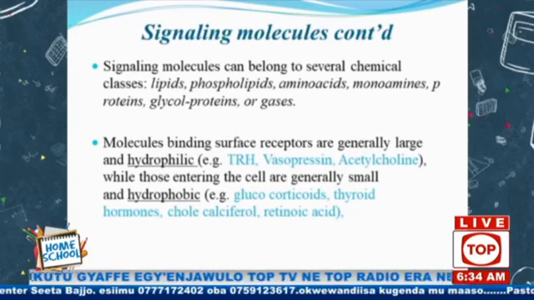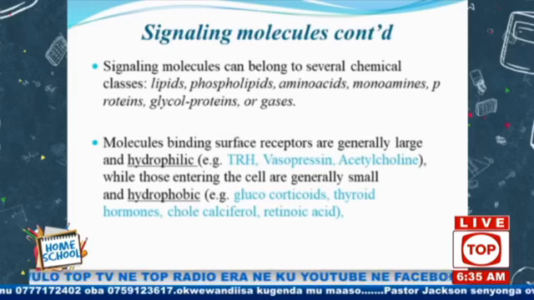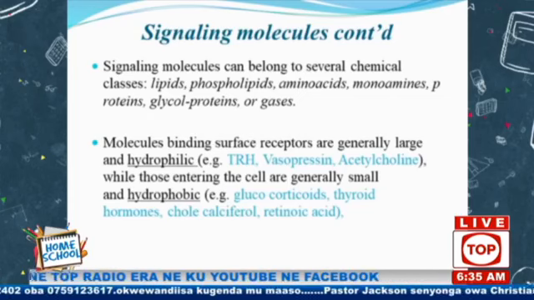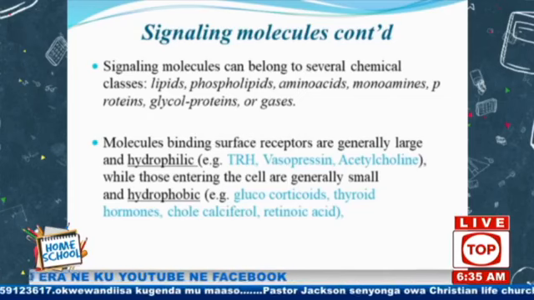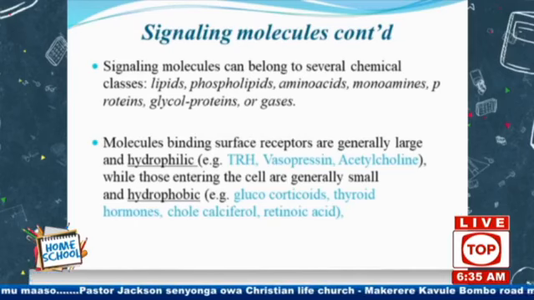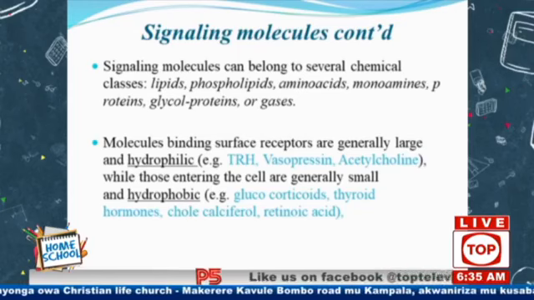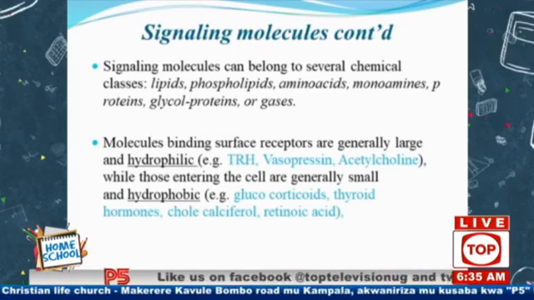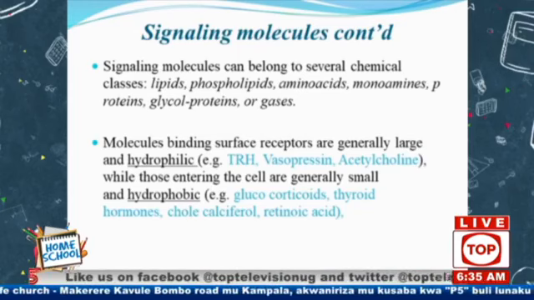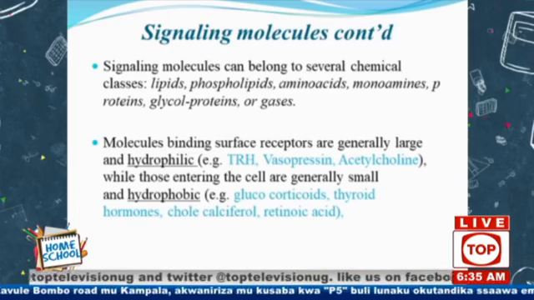Now, for a molecule to use a surface receptor, it has the following qualities. It must be large and hydrophilic. Large and hydrophilic molecules are unable to go through the cell membrane, and therefore must make use of the receptors on the cell membrane to have effect. Examples we have there: vasopressin, the thyroid hormone, and then we have acetylcholine. We are going to look at some of this in detail.